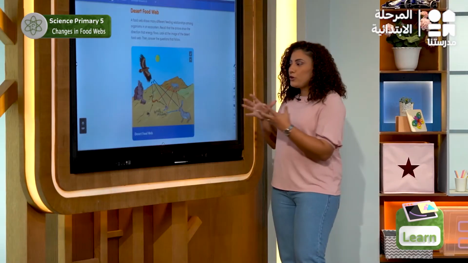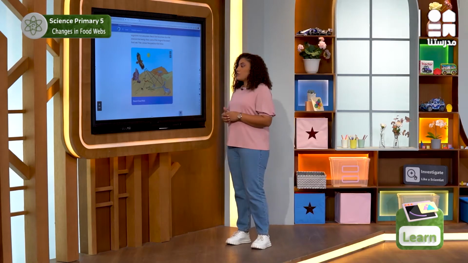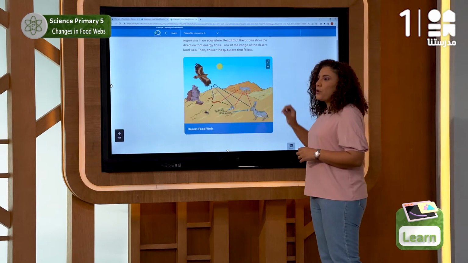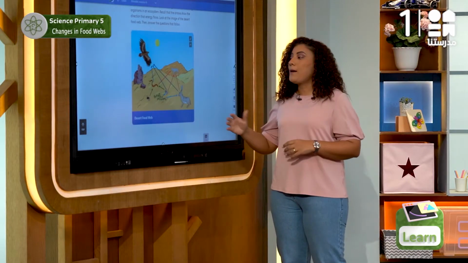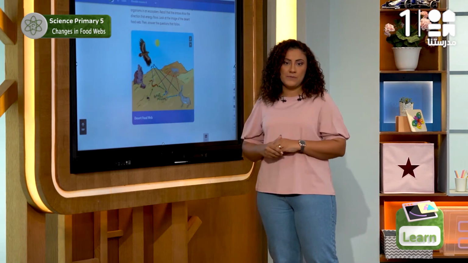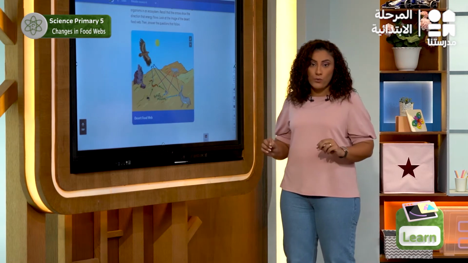I want you to look closely at this image. It's the desert food web. It's also in your books. So here the arrows show us and help us to understand the feeding relationships among these living organisms. And also it shows how the energy flows.